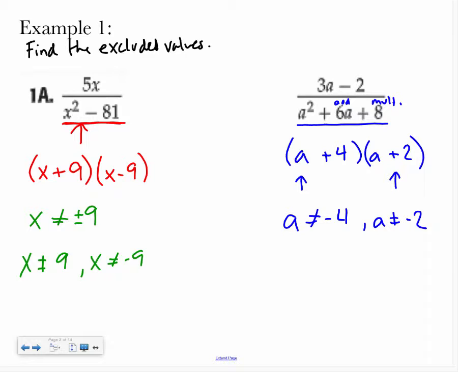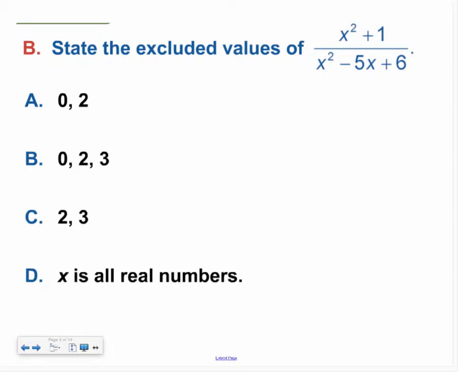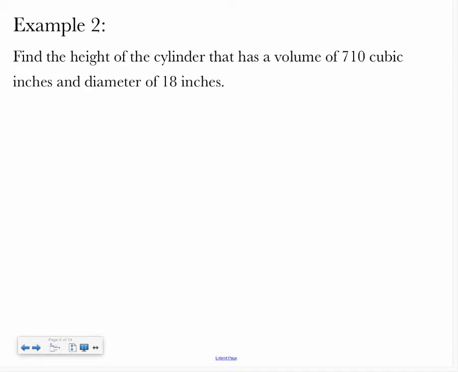Alright, so there are your excluded values. You'll have to work on your factoring again and make sure that you have that skill down. If you don't quite remember that, please be sure to ask for help. I want you to take a minute and try to find the excluded values of x squared plus 1 over x squared minus 5x plus 6. Okay, hopefully you found out that the excluded values were 2 and 3. If you did not get that answer and you have a question why not, please be sure to ask, or rewind and watch that example again to see if that helps.